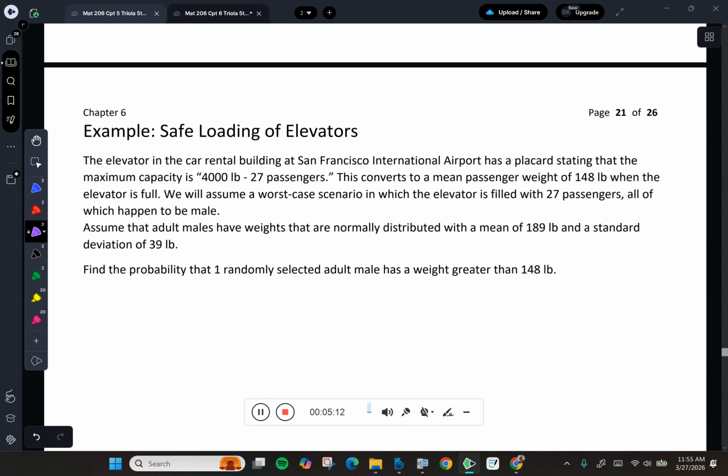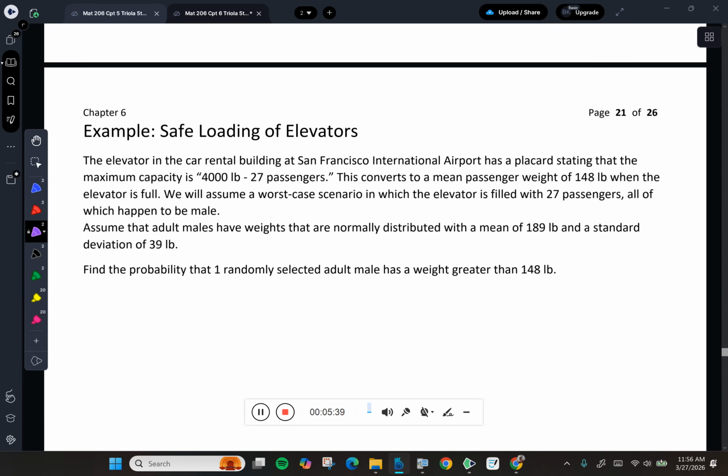Here's our problem. The elevator in the car rental building at the San Francisco International Airport has a placard stating that the maximum capacity is 4,000 pounds or 27 passengers. This converts to a mean passenger weight of about 148 pounds when the elevator is full. So if you take the 4,000 divided by 27, 148. We will assume the worst case scenario in which the elevator is filled with all 27 passengers, all of which happen to be male.